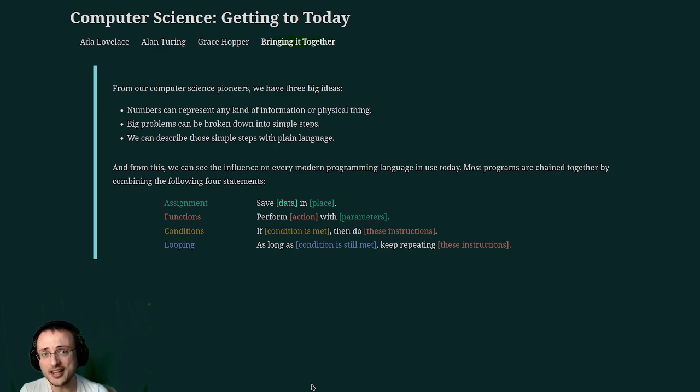So that is my introduction to computer science and how we got to where we are today. Hopefully this gives you a good perspective on how programming languages work and why they are designed the way that they are. From here, we're going to start looking at the different simple instructions that we can write in Python.